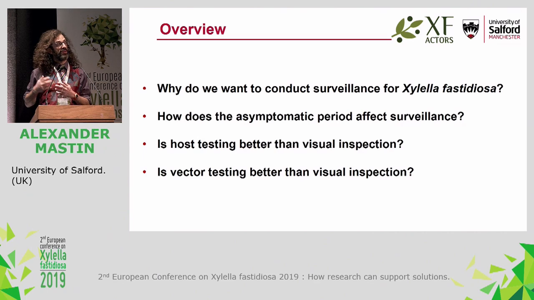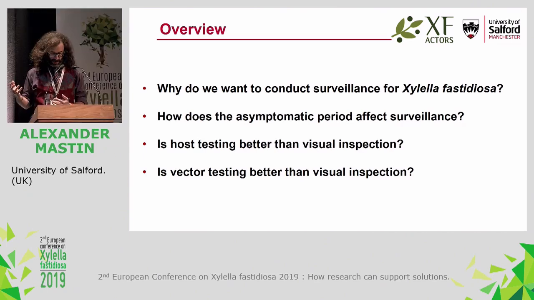My talk focuses on these four main questions. Firstly, I discuss the issue of surveillance aims, so basically why we're conducting surveillance in the first place. Given a lot of surveillance is focused on visual inspection of plants for signs of disease, I'll then talk a little bit about Xylella's lengthy asymptomatic period and the impact that can have on surveillance when we're using visual inspection. And then I'll talk a little bit about two possible ways to get around some of those problems. Firstly, looking at using different tests in host, and then secondly, looking at actually testing vectors instead.